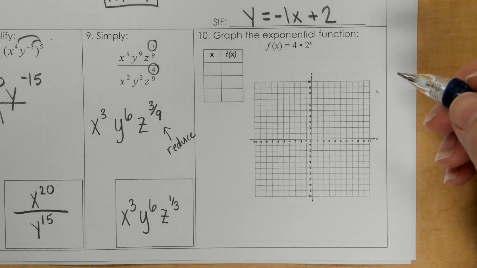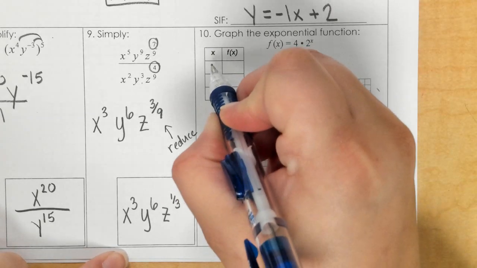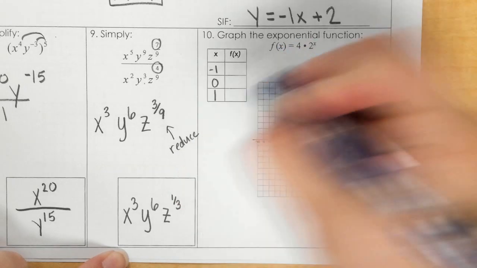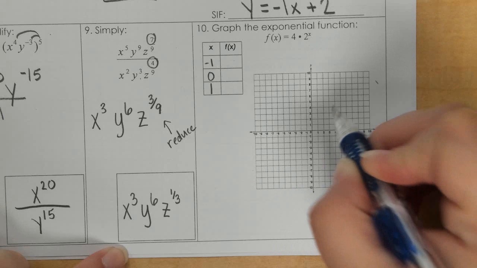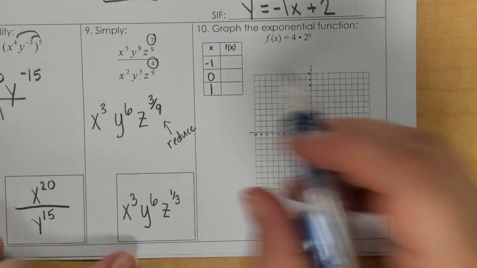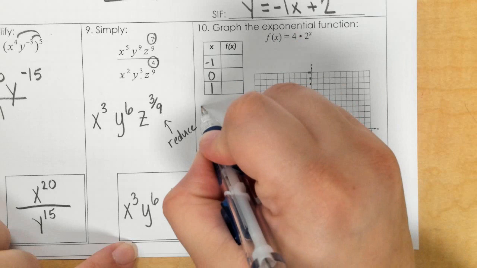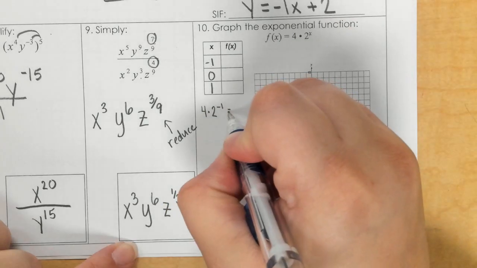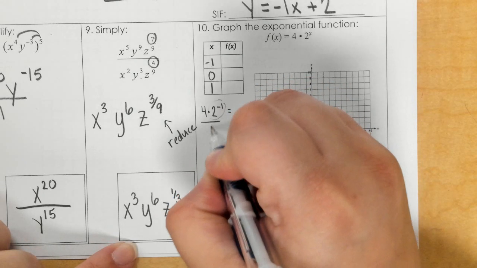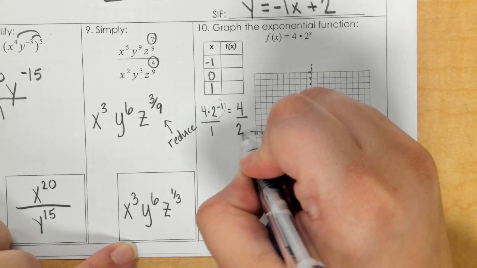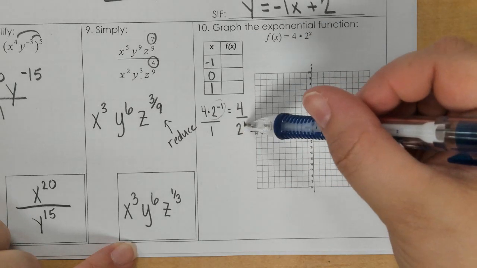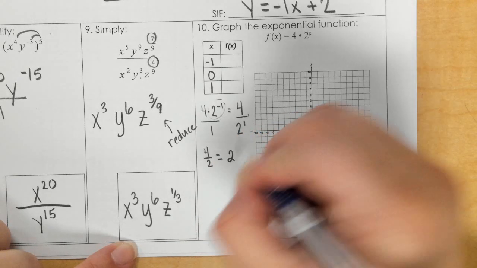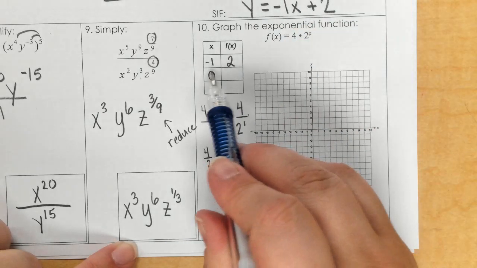Then for the last one from Unit 4, we pick 3 x's. And remember, we always pick the ones in the middle, so -1, 0, 1, so that we're in the center of the graph. And then I plug them in. So -1 goes in for the x, and I have 4 times 2 to the -1. We need to move this to the bottom of the fraction to make it a positive exponent. And 2 to the first is just 2. So 4 divided by 2 is 2. So that's my first answer.